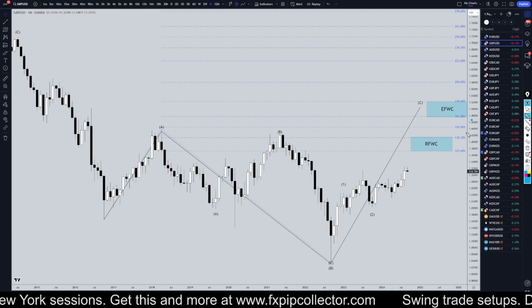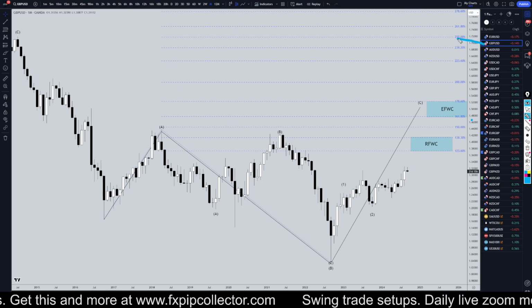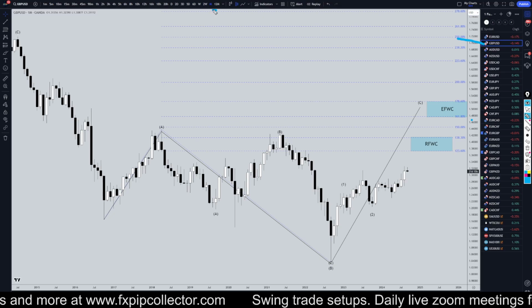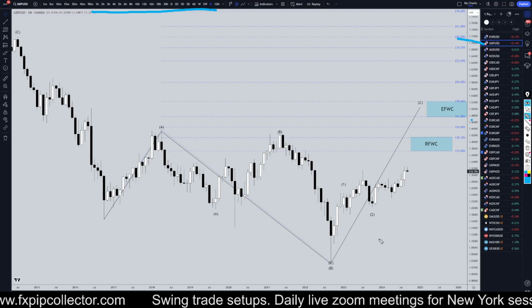Today is Monday, September 9th, and I'm going to be analyzing the pound US dollar, starting on the monthly, working my way all the way down to the 1 hour time frame for the full top down analysis.